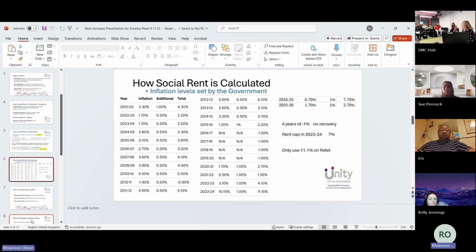And then we obviously had another rent cap because in 23-24, inflation was 11.1%, that one at the bottom. But actually they said you can only charge 7%. So that again had quite a big impact because all of our contracts were going up by the CPI rate at the time. COVID affected.